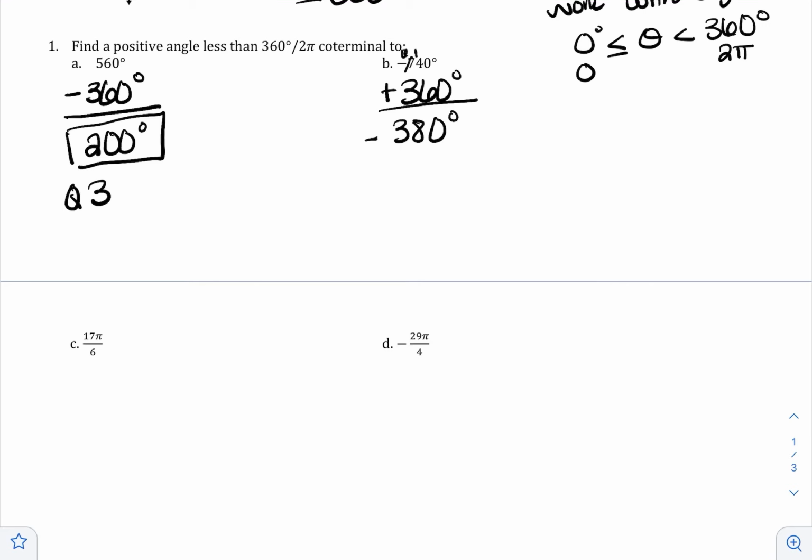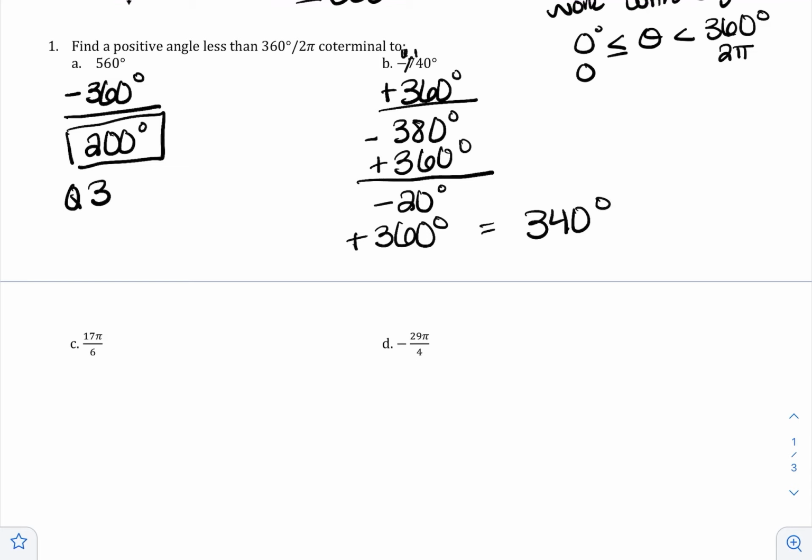And then it's still negative, so we have to add another 360 degrees. That's going to give us negative 20 degrees. But that's still negative, so we need to add another 360 degrees. And that will finally give us 340 degrees. So here is finally my angle between 0 and 360. So that means that negative 740, negative 380, negative 20, and 340 are all coterminal angles. They would all be in the same place. They would all be in quadrant 4.